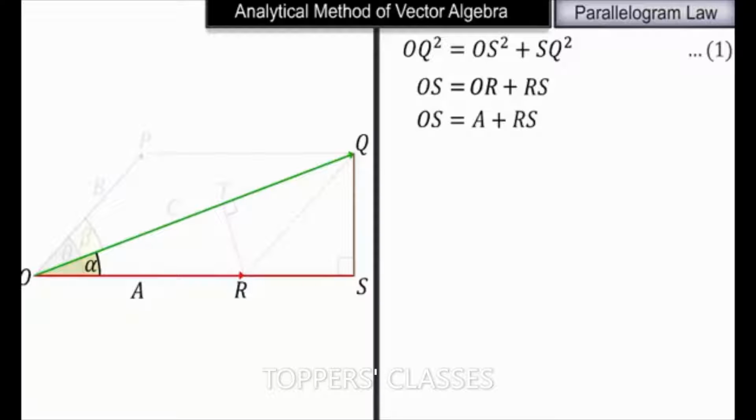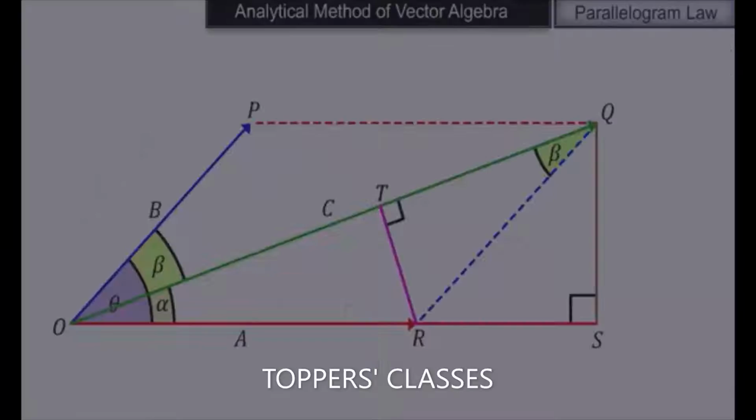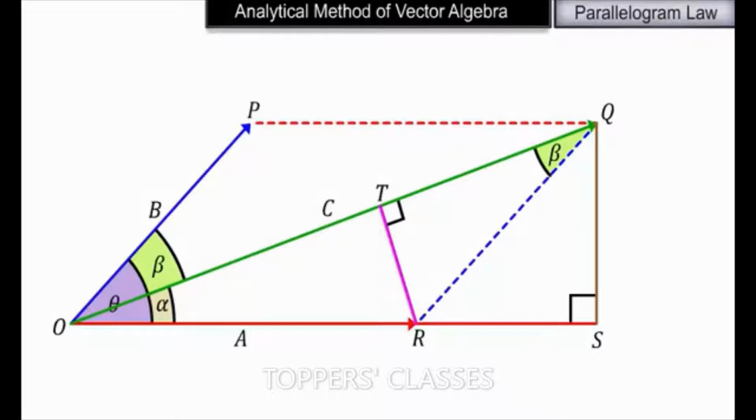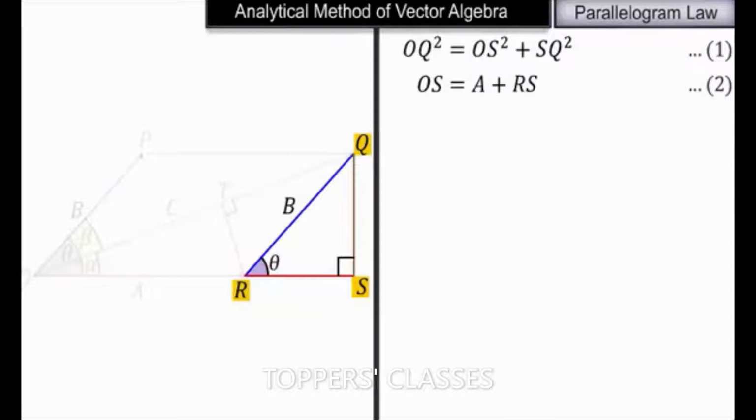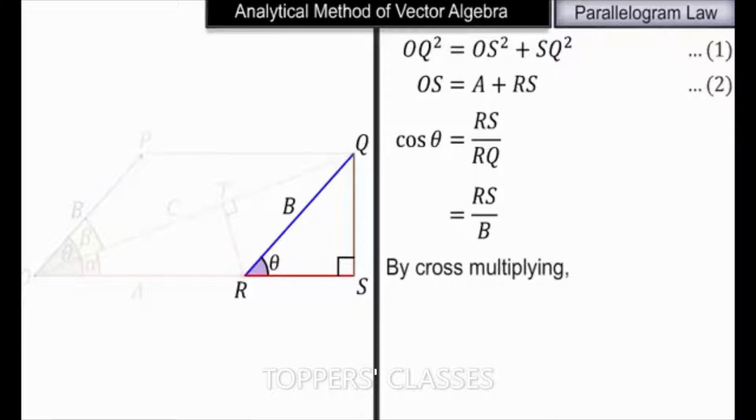Consider the next triangle QRS. From triangle QRS, we can write cos theta is equal to RS by RQ, which is equal to RS by B. By cross multiplying, we can write RS is equal to B cos theta. Let this be equation 3.